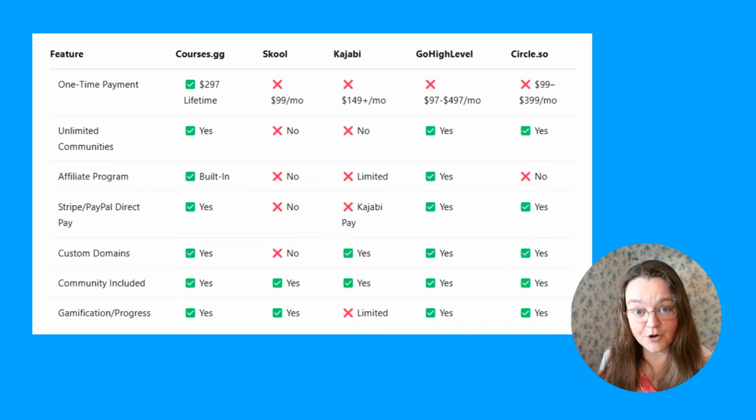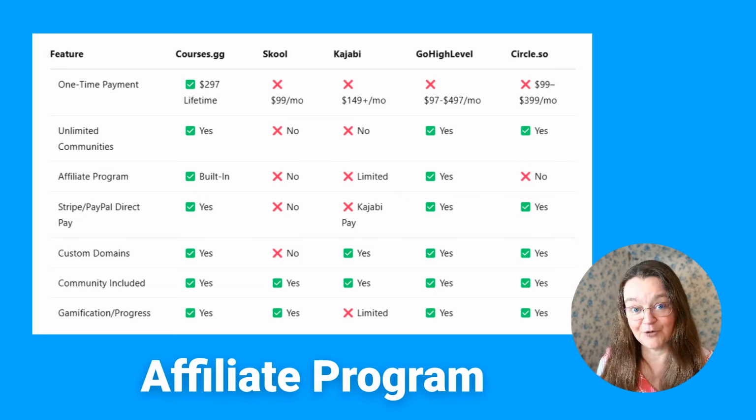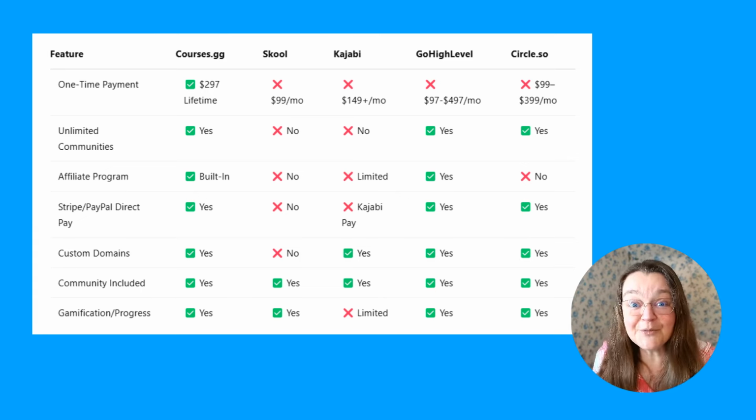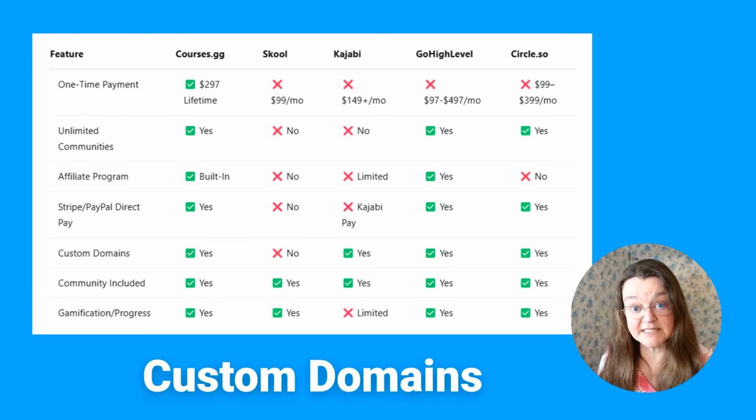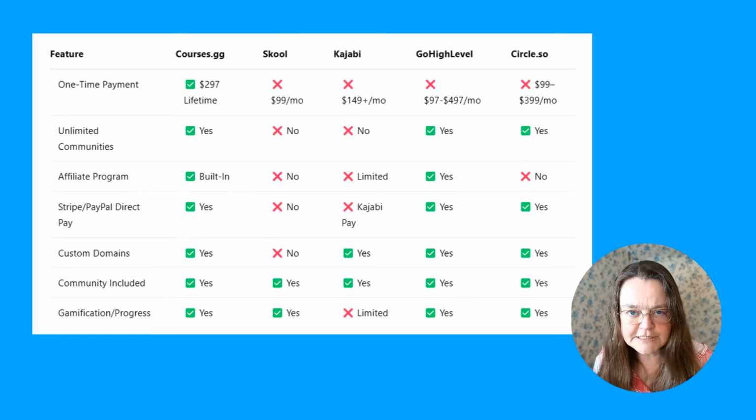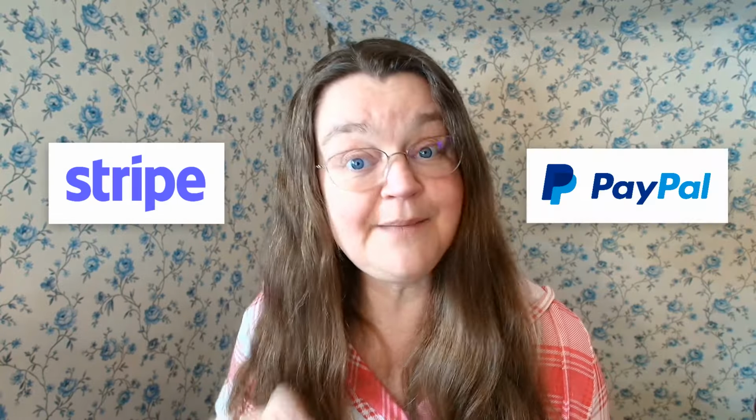But this is really, really cool and something that most of the other course platforms don't even offer. You get a built-in affiliate program, so your happiest students can promote your course for you and spread the word. That's more reach with less effort. You also get custom domain support, which means your brand gets to stay front and center. No confusing URLs, just clean, professional branding. And get this, you have Stripe and PayPal integration, which means you get paid directly, instantly, and you get to keep more of the revenue.